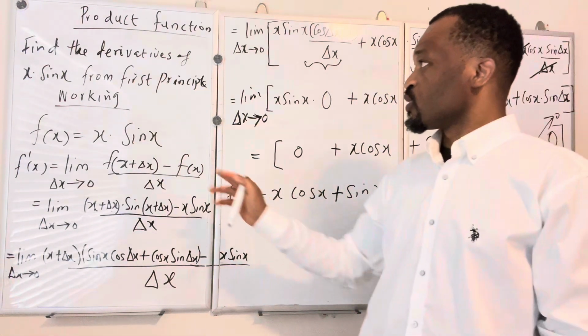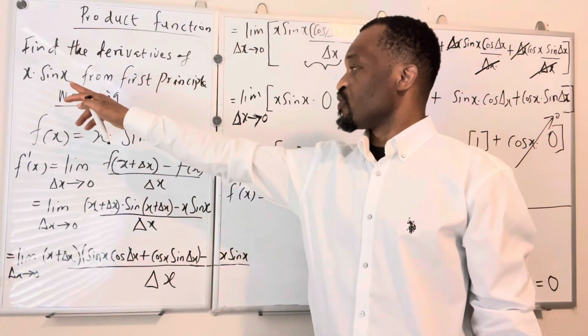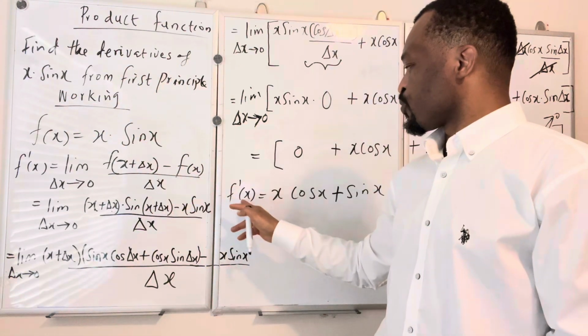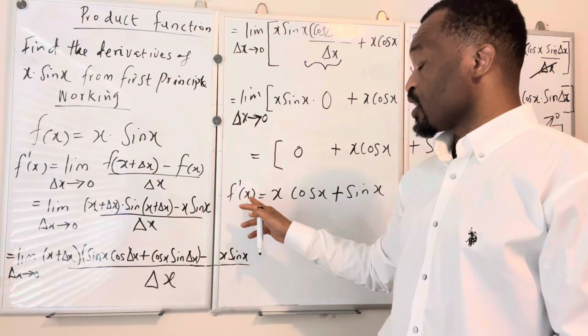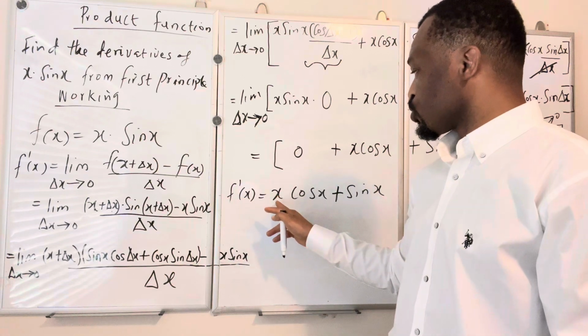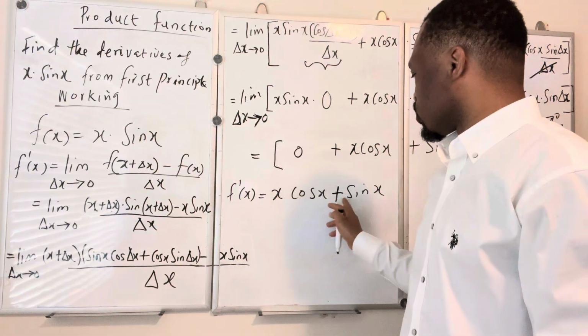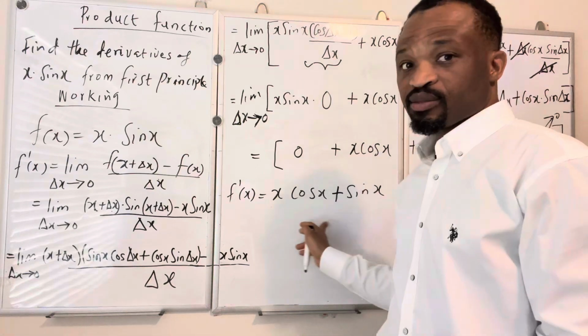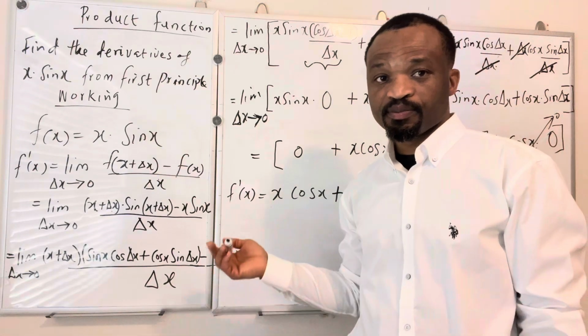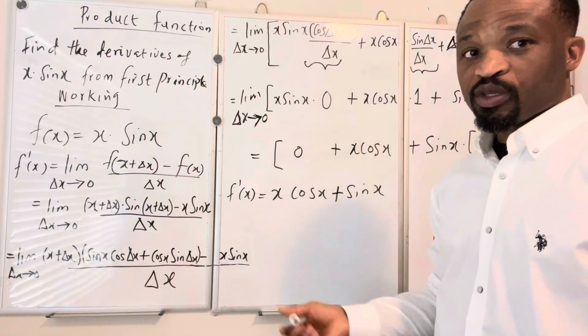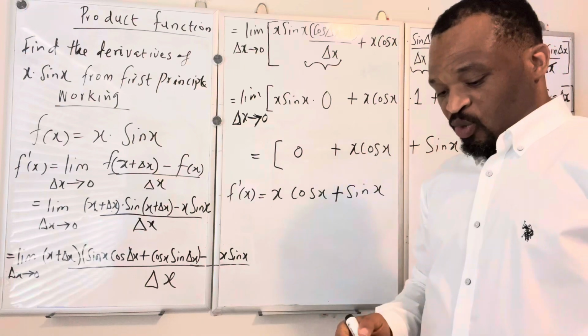So when I find the derivative of this function, f prime, which is change in y over change in x, it will be equal to x cos x plus sine x. At this point, we've completed this problem.